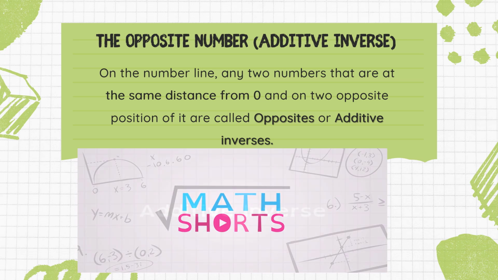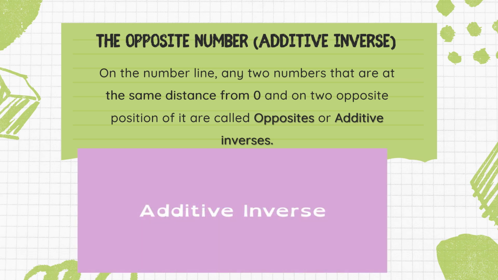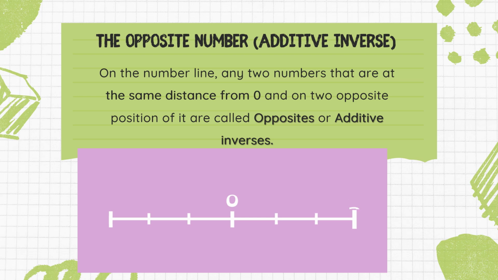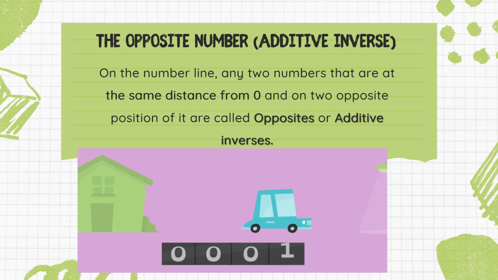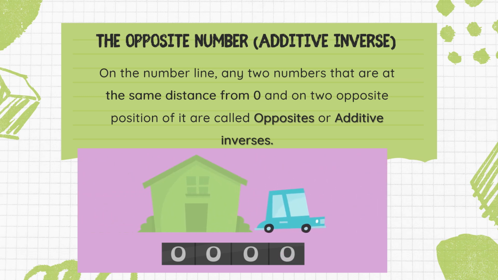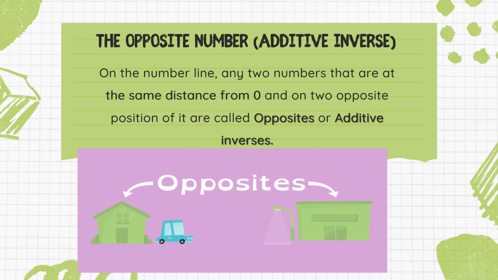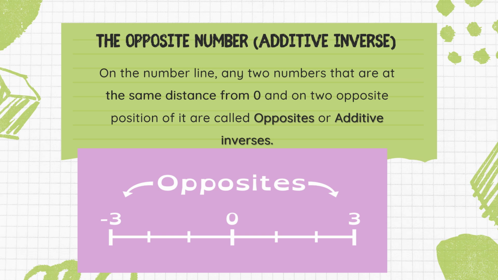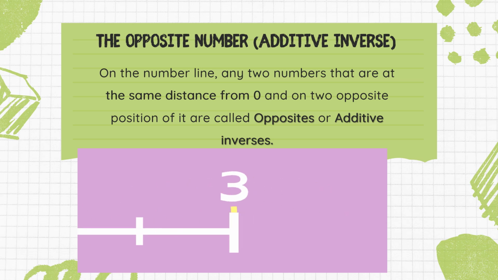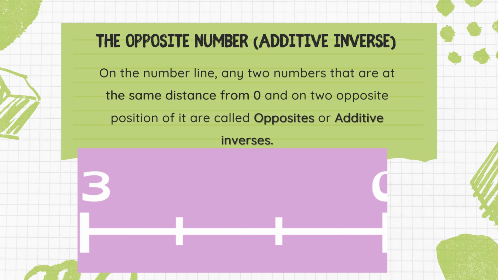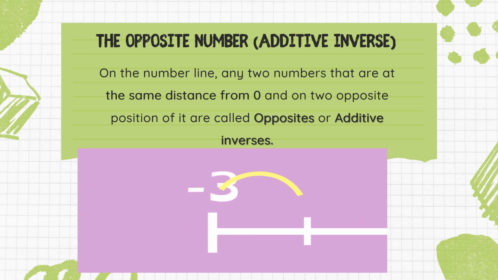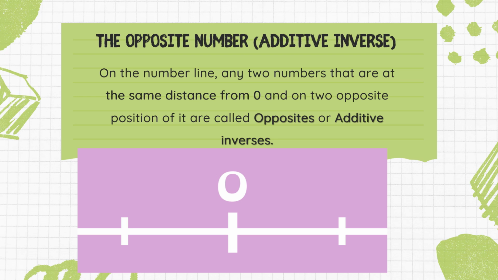Math Shorts. Additive inverse. It means a number that is the same distance from 0 on the number line, but in the opposite direction. Like driving to the store, then driving home in reverse. It's used to describe opposites. For example, positive 3 on the right of the number line has an additive inverse of negative 3 on the left of the number line. So 3 is 1, 2, 3 spaces right of 0. Likewise, the additive inverse negative 3 is 1, 2, 3 spaces left of 0.